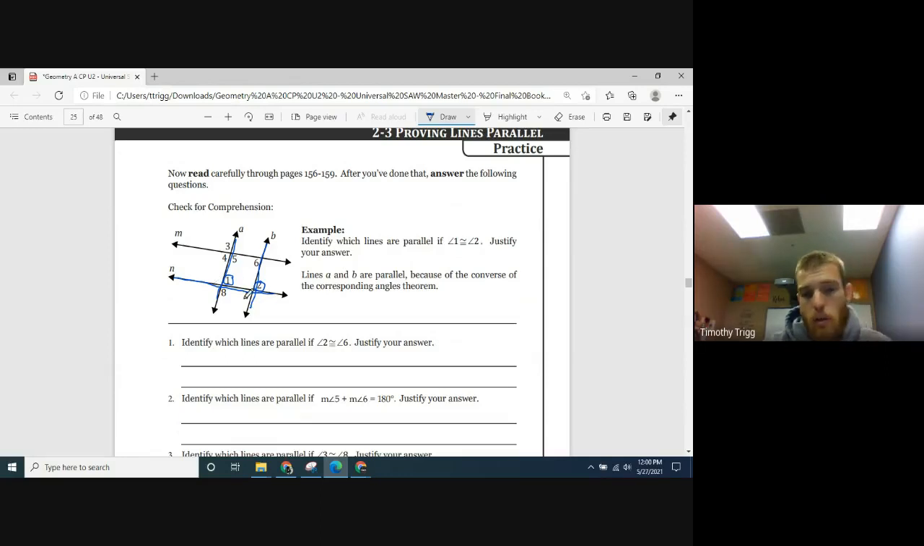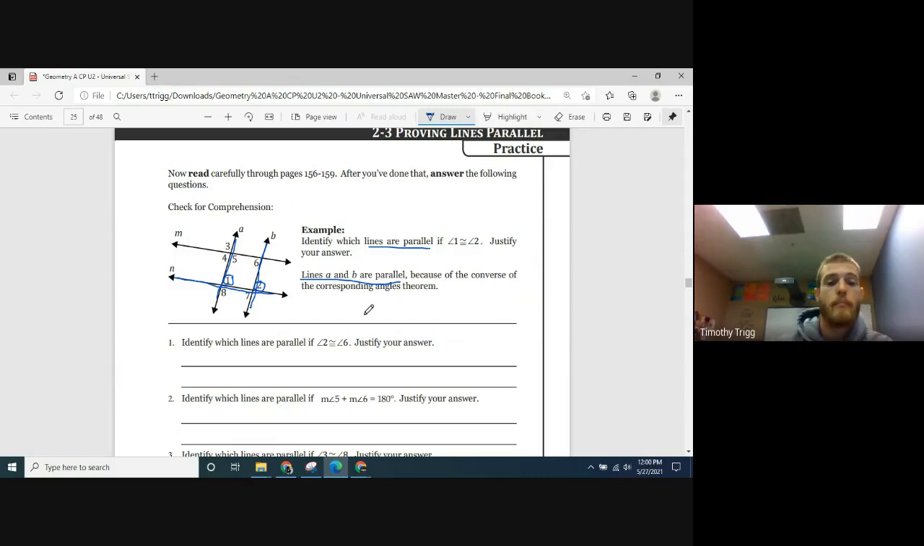If I'm looking at those three lines, the ones that are involved, which of those lines are parallel to each other, right? Because we're saying which lines are parallel. Would A be parallel to N? No, that doesn't make sense. B to N? No. A and B are parallel. Yes. So here we would write lines A and B are parallel to each other.